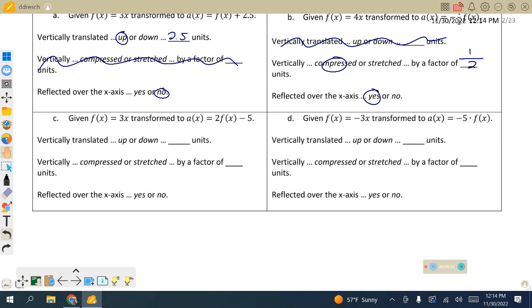What could you select off there of what's happening on that transformation with 2 f of x minus 5? You start off with the 3x, and how's that thing being transformed? Should be a quick circle, yes or no, up or down, compress or stretch. Tell me the numbers that are influencing things. That's what we're looking for.